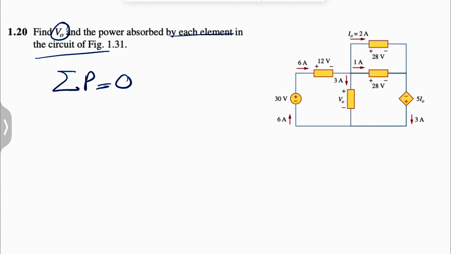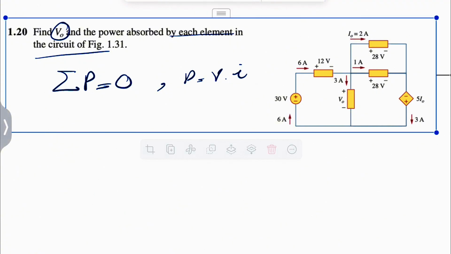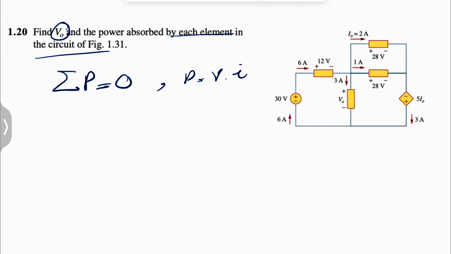So the sum of all powers has to be equal to 0, which means we just have to find the power in each of these elements, knowing that the power is voltage times current. And as long as we watch for the sign that we have for the power, we should be good to go. One thing that we discussed in the previous video too, we need to watch for if the current is entering the negative pole or the positive pole. If it's negative, the power would be negative, and if it's positive, it will be positive.